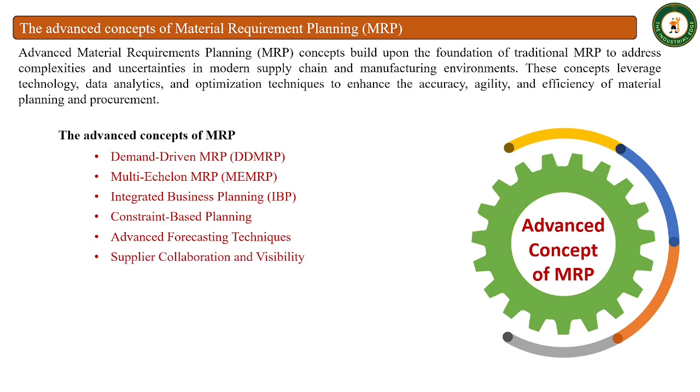Next advanced concept of MRP is supplier collaboration and visibility. Advanced MRP emphasizes collaboration with suppliers, enabling real-time data sharing and visibility into supplier capacities, lead times, and inventory level. This collaborative approach enhances supply chain resilience and enables timely adjustment to material plan based on supplier capabilities.